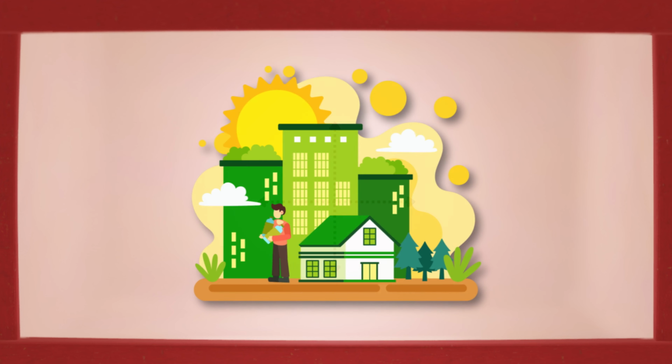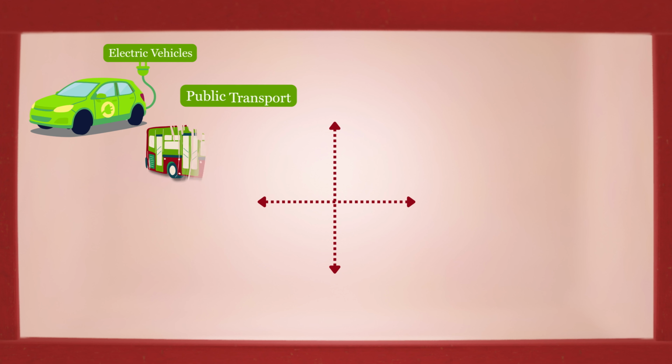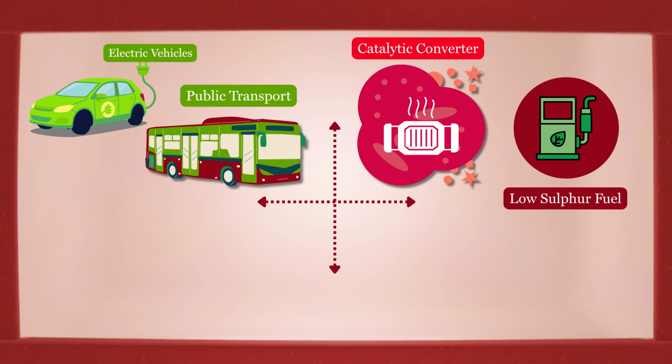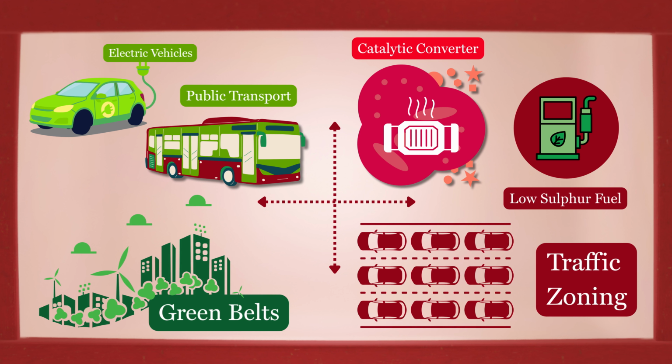To tackle smog globally, strategies focus on reducing emissions and changing urban behaviour. This includes using cleaner transport, such as electric vehicles, and investing in public transport. Emissions control technology, such as higher use of catalytic converters and using low sulfur fuels, and also urban planning, where we introduce green belts, vertical gardens, and even zoning to separate traffic heavy areas from residential zones.